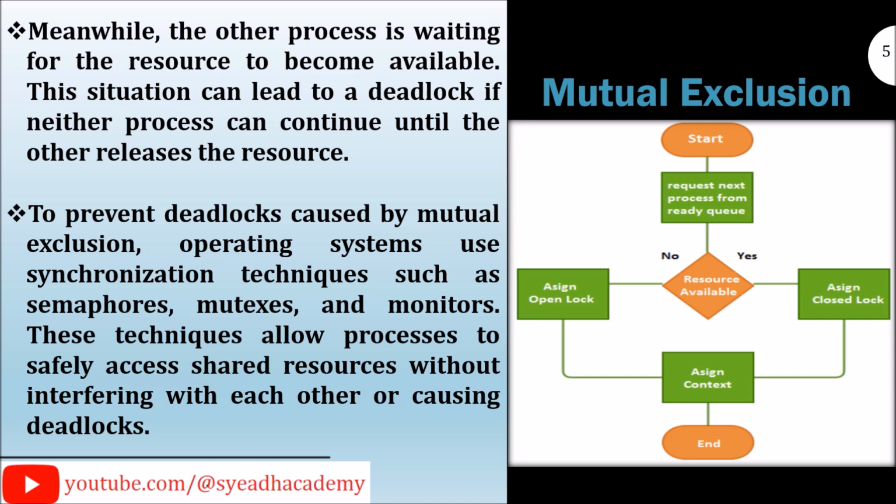To prevent deadlocks caused by mutual exclusion, operating systems use synchronization techniques such as semaphores, mutexes, and monitors. These techniques allow processes to safely access shared resources without interfering with each other or causing deadlocks.